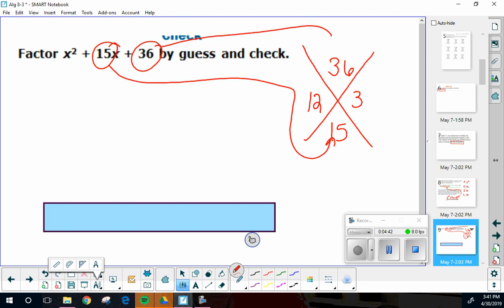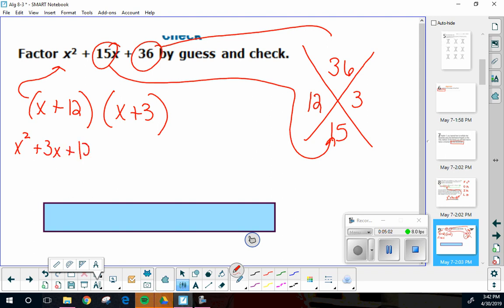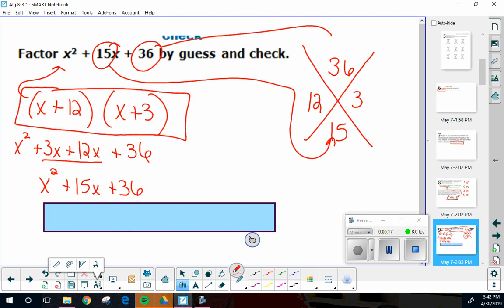And so that means if we do x plus 12, x plus 3, when we FOIL that out, we will get this polynomial right here, and let's try it. Front is x squared, outer is 3x, inner is 12x, and the end is 36. And when you add these two together, you get x squared plus 15x plus 36. And so this is the answer to factoring that polynomial.